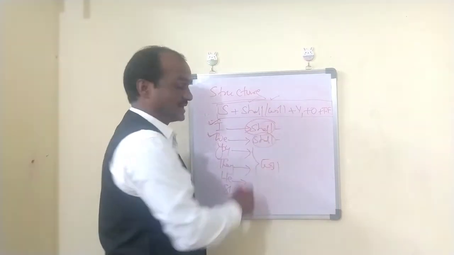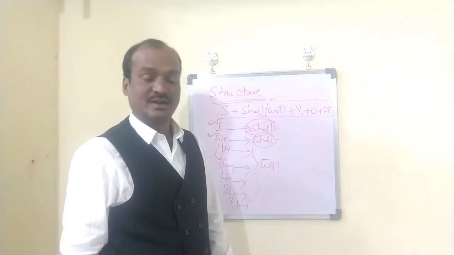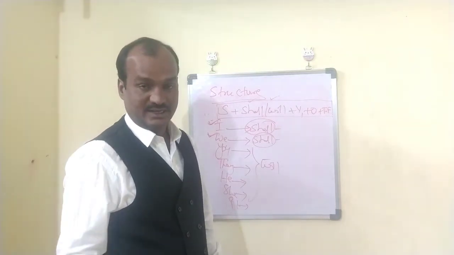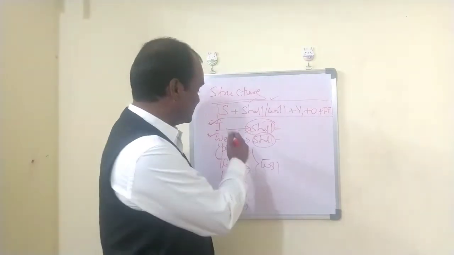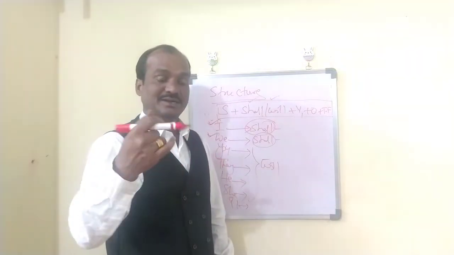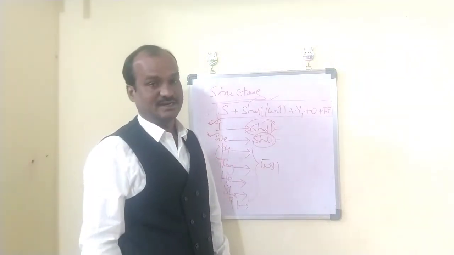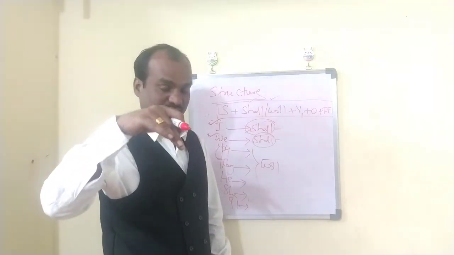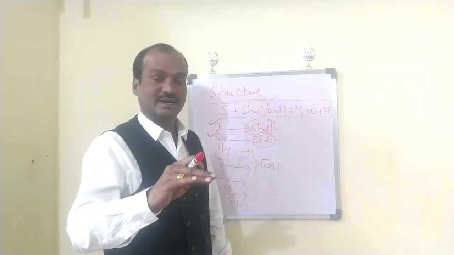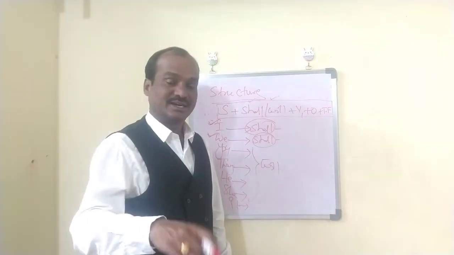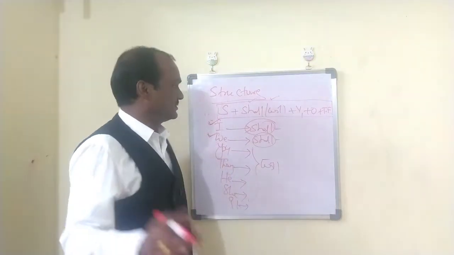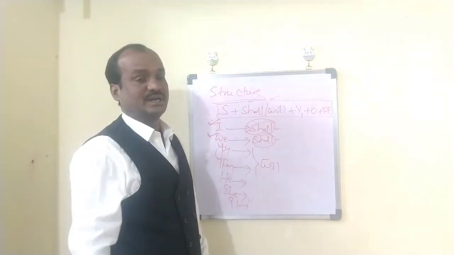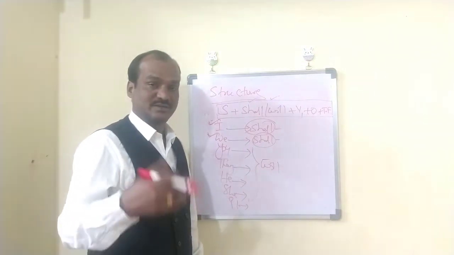is used. Shall indicates general futurity, and will also indicates general futurity. If will is used with first person singular and plural, it indicates your willingness, right? So may indicates probability, can indicates ability, will indicates willingness, and shall indicates general futurity. So this is the structure of the simple future tense. And the usage, you know very well what the usage is.